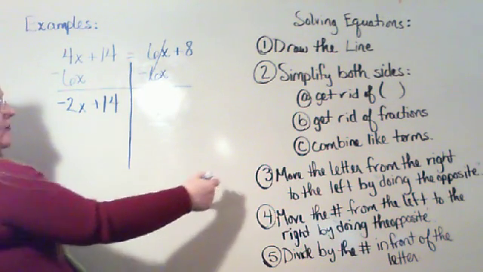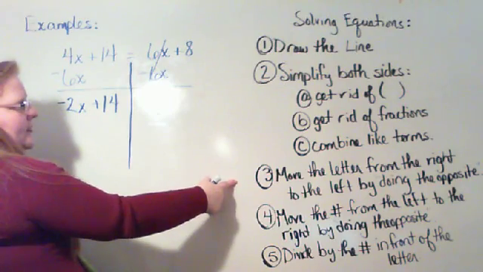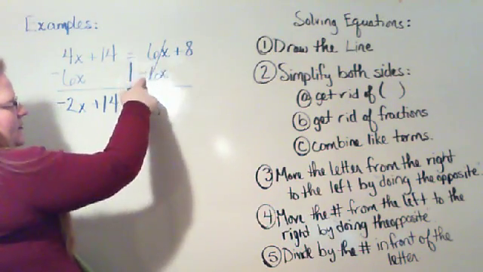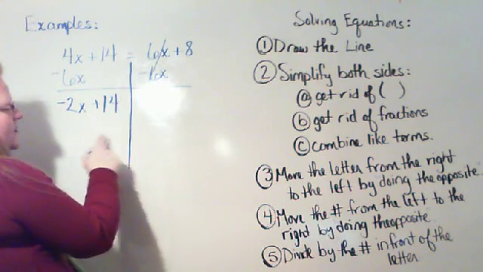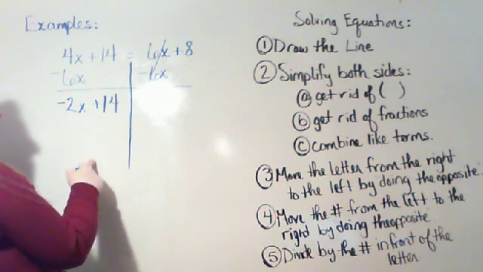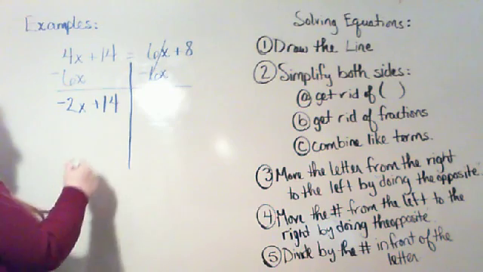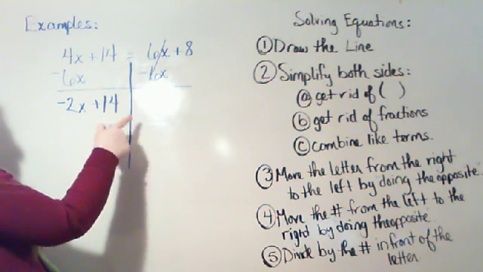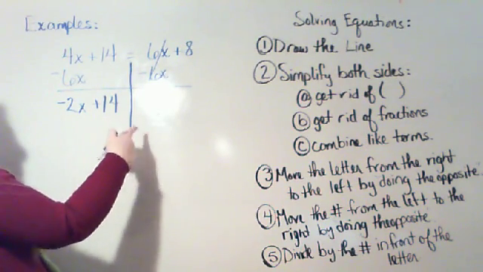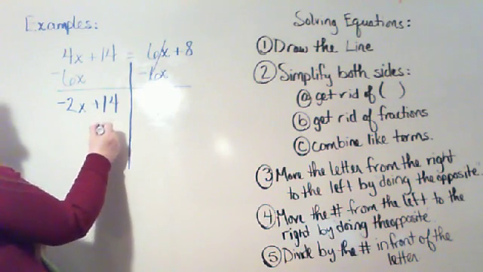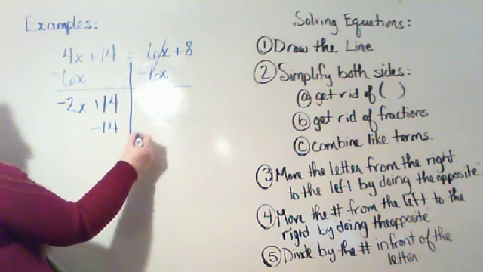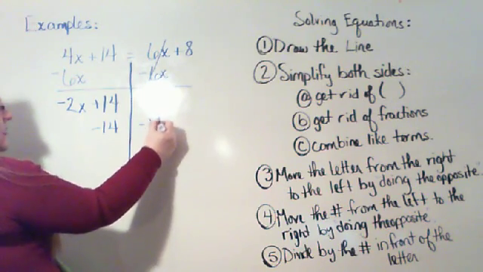Now, I've moved my letter from the right-hand side to the left-hand side by doing the opposite. Now I need to move my number from the left-hand side to the right-hand side. What's my number on the left-hand side? 14. I need to move it over here. But I have to do the opposite. If it's plus 14 up here, that means I'm going to have to subtract 14. So I have to subtract 14 over here.